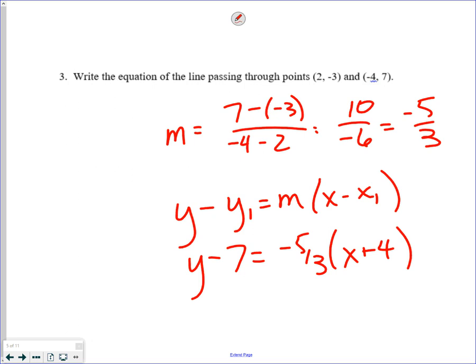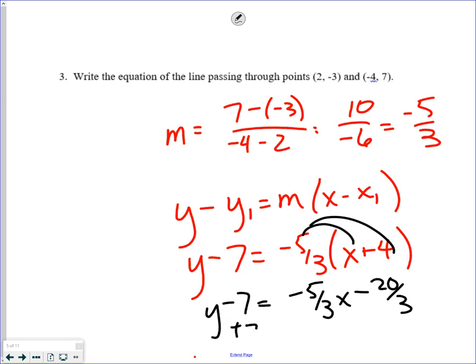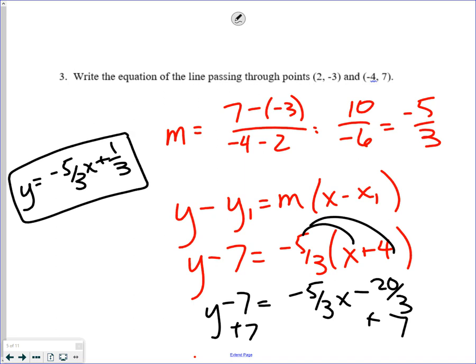And now it's a matter of distributing and then solving it for y. So I'm going to distribute -5/3 x minus 20/3, and then add 7. And so the answer you should have, I kind of ran out of space, would be y equals -5/3 x. Again, adding and subtracting fractions can be an issue for some people. -20/3 plus 7 would be +1/3.